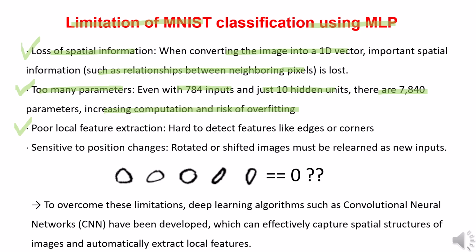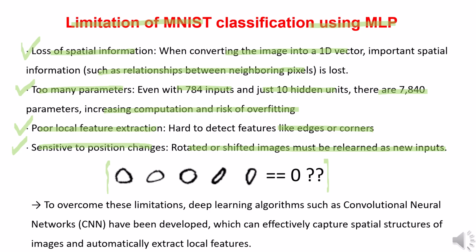Third, MLPs struggle to capture local features effectively. Important patterns like edges or curves in digits are difficult to automatically extract. Finally, if the image is slightly rotated or shifted, the model treats it as a completely different input, meaning it would need to be retrained for the same digit in a different position, which is inefficient.